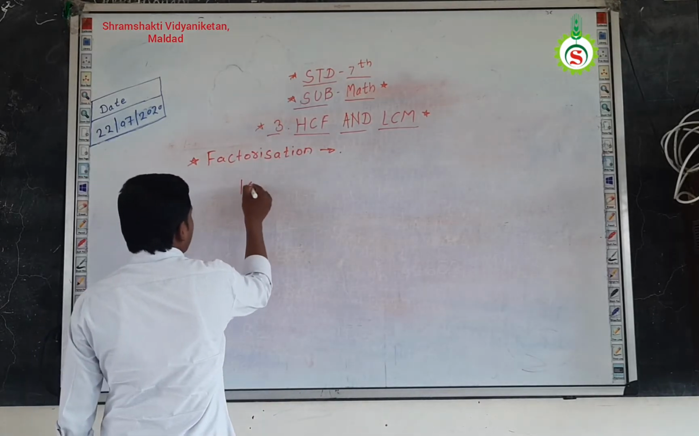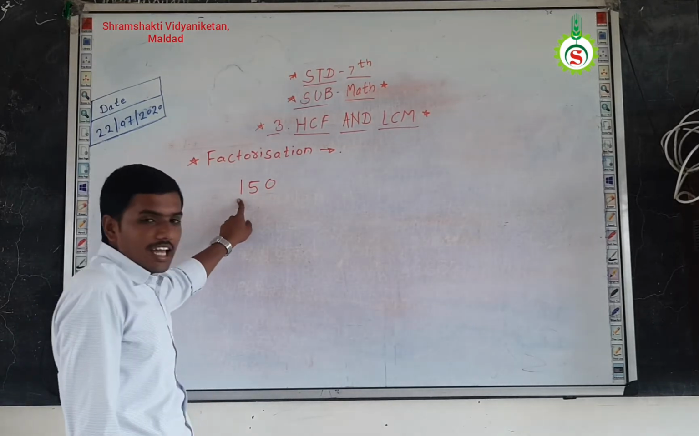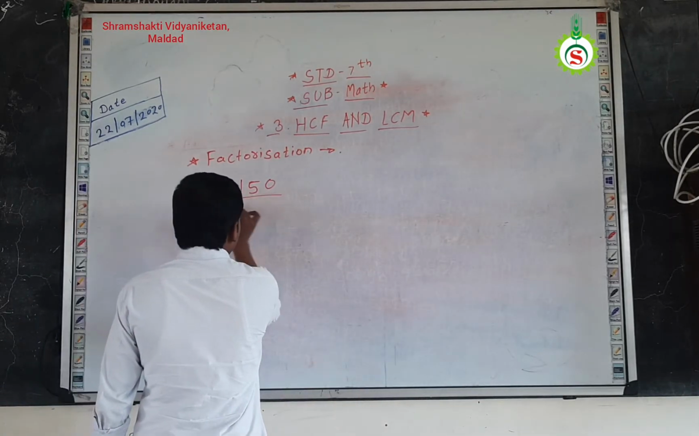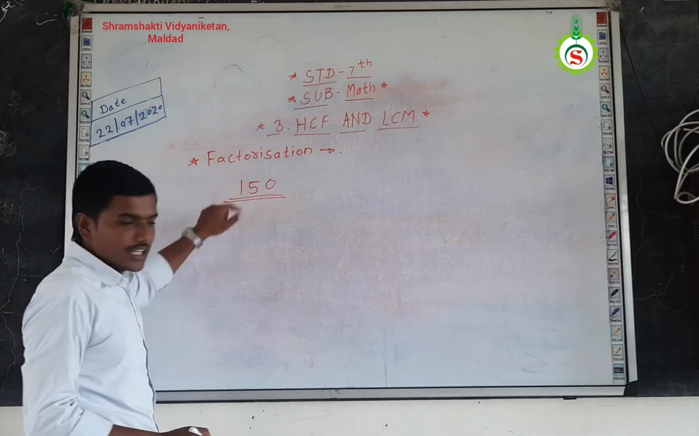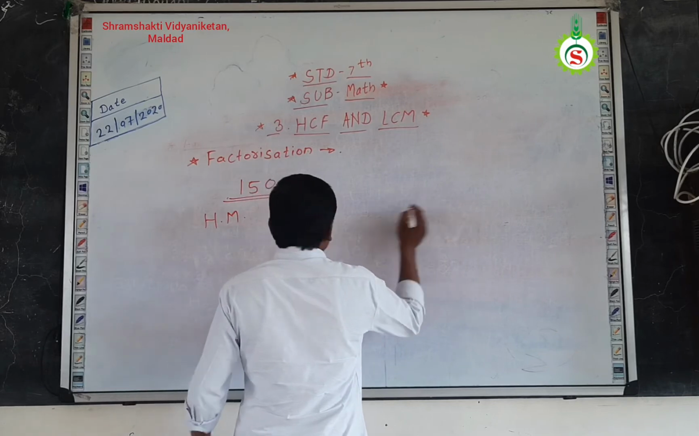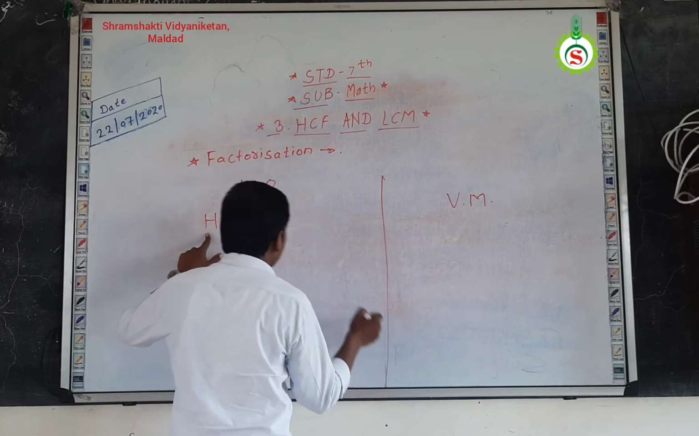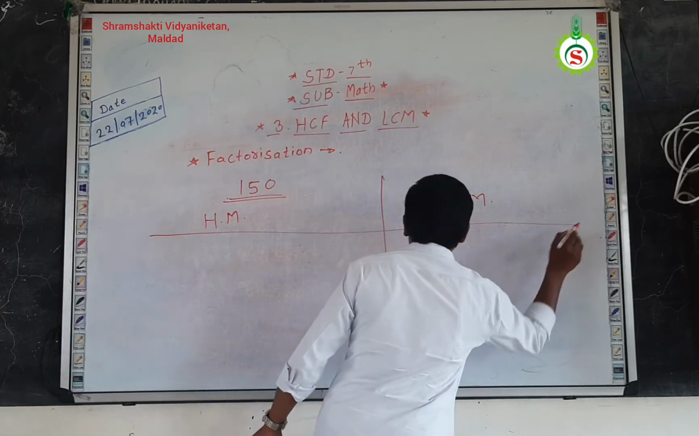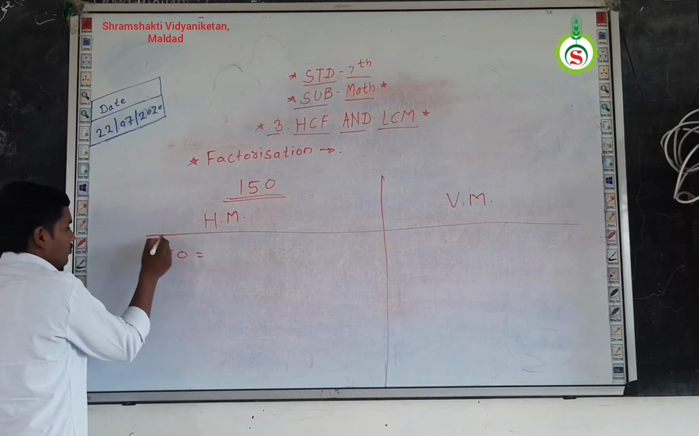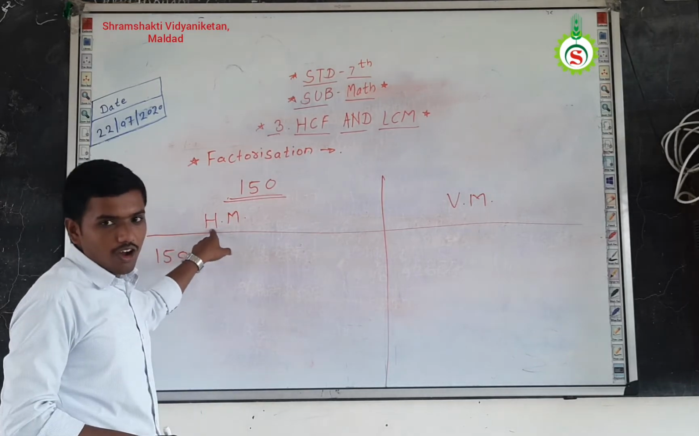Suppose, for example, we will take one number again. That is 150. Now, I have to factorize that number 150. So, for factorization of that number 150, I have two methods: the horizontal method and the vertical method. By these two methods, I am going to factorize that number. So, which is the given number? 150. Now, I have to factorize that 150 by the horizontal method.